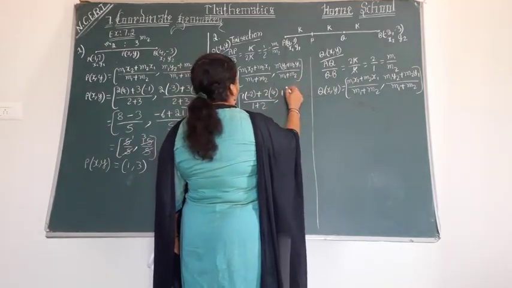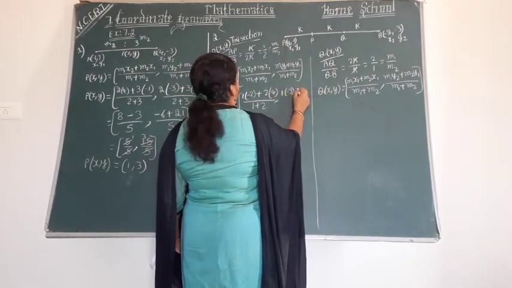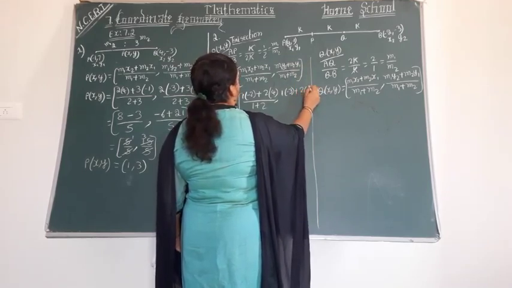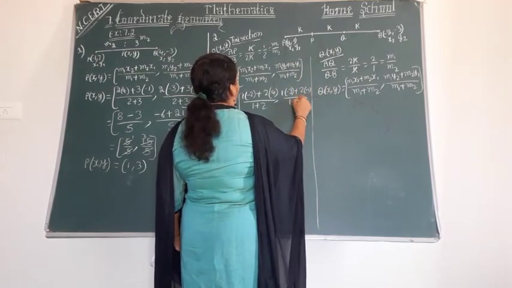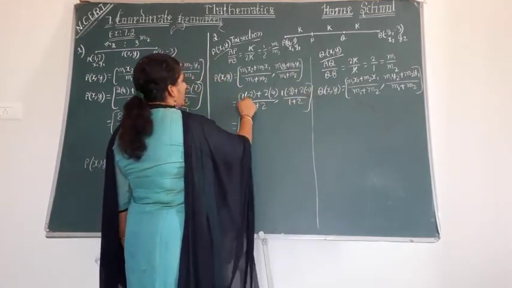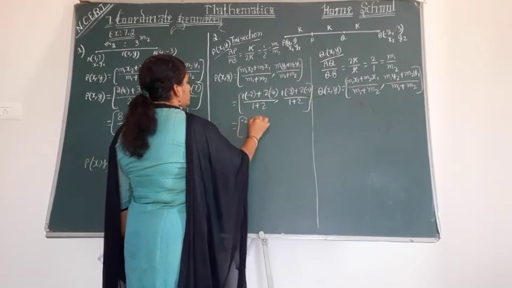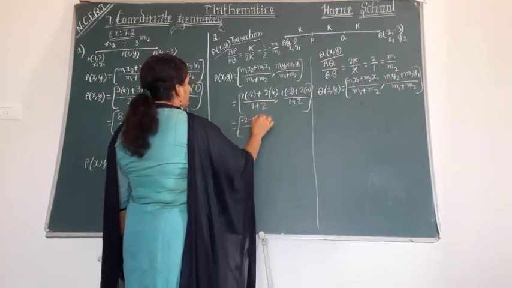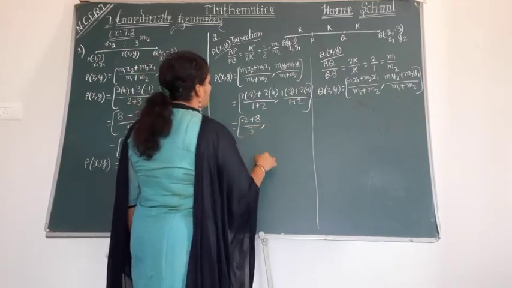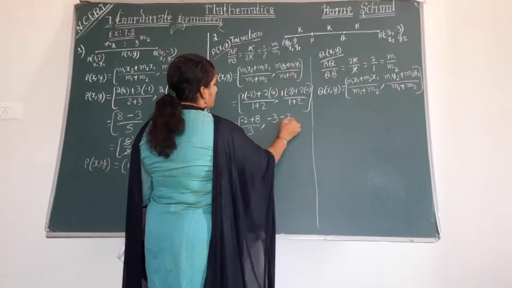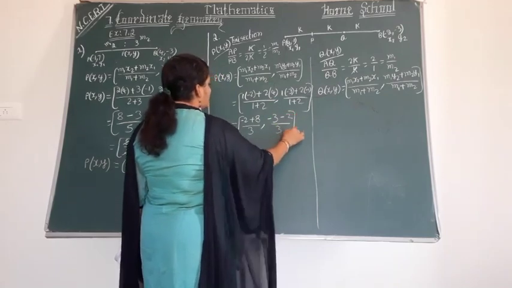M1 y2 is 1 into minus 3 plus M2 into y1, by 1 plus 2. Okay, now this will be 1 into minus 2 plus 4 twos are 8, by 1 plus 2 will be 3, comma 1 into minus 3 minus 2 by 3.